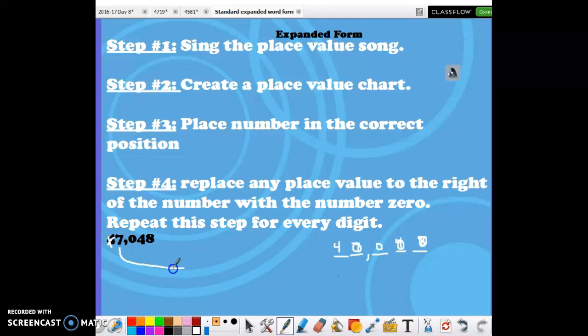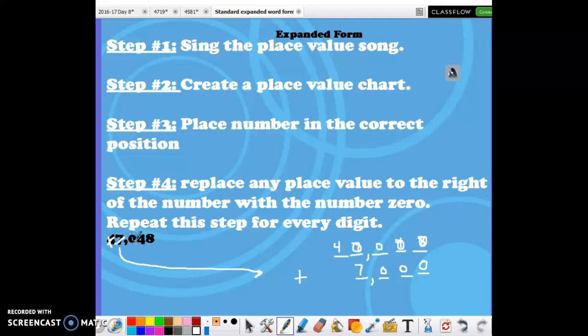I also need to work on the 7, which is why I'm going to put a plus sign and then create another place value chart, this time with 4 place value lines. It starts with ones, then the tens, then the hundreds, followed by thousands. Take the 7, place it on the thousands place value, and replace all other numbers to the right with a 0. I'm done with the 7.